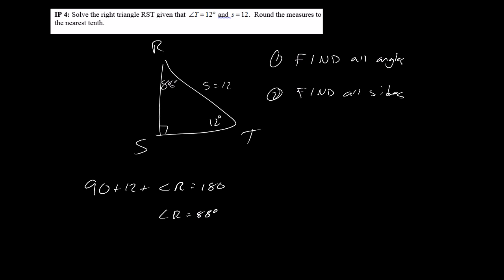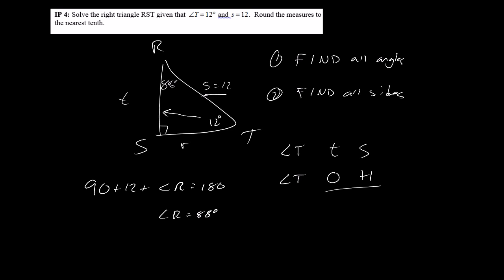And so now we just need to solve for the sides. Well, we need to solve for R and we need to solve for T. So I'm going to pick angle T, and I want to solve for, let's say, side T. And the side that I know is side S. So T is going to be the opposite side and S is going to be my hypotenuse.